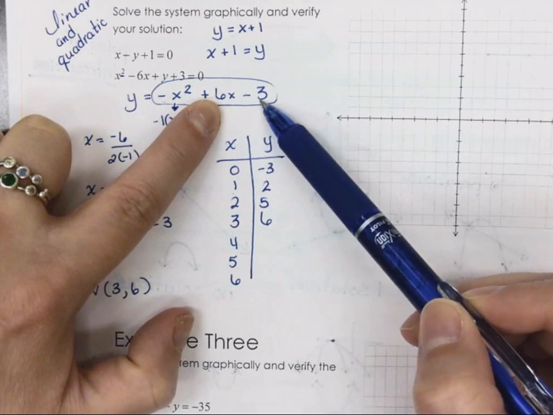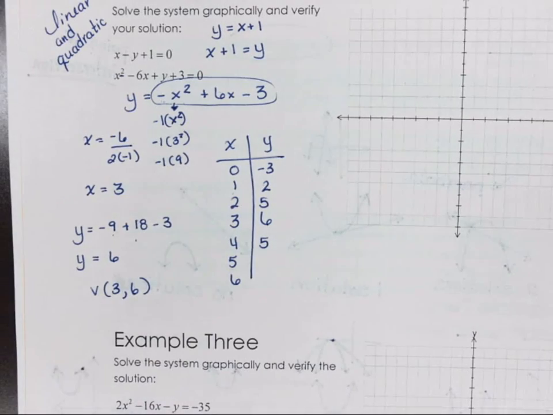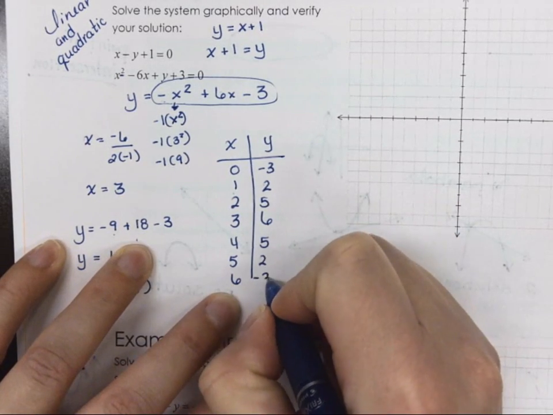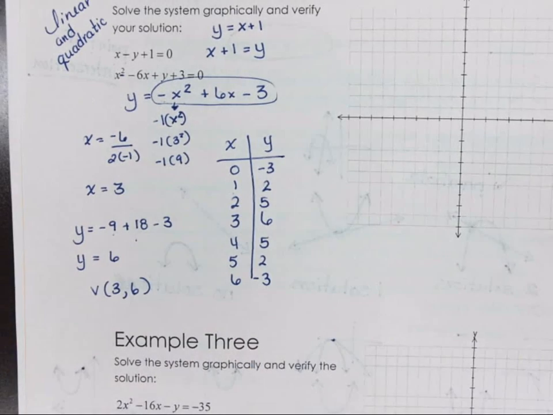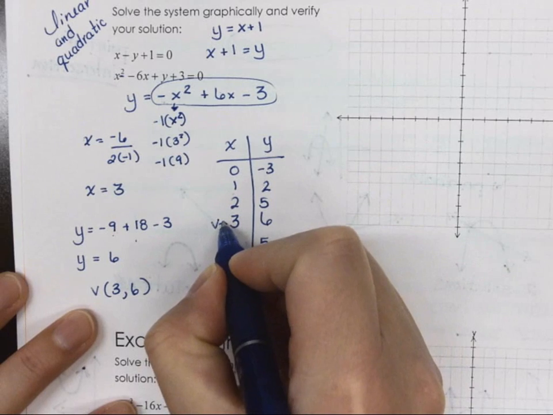8 minus 3 is? Okay, so maybe I did do my math correctly. So I'm going to work smarter, not harder. And now I've got a table of values, knowing that that point here is my vertex.